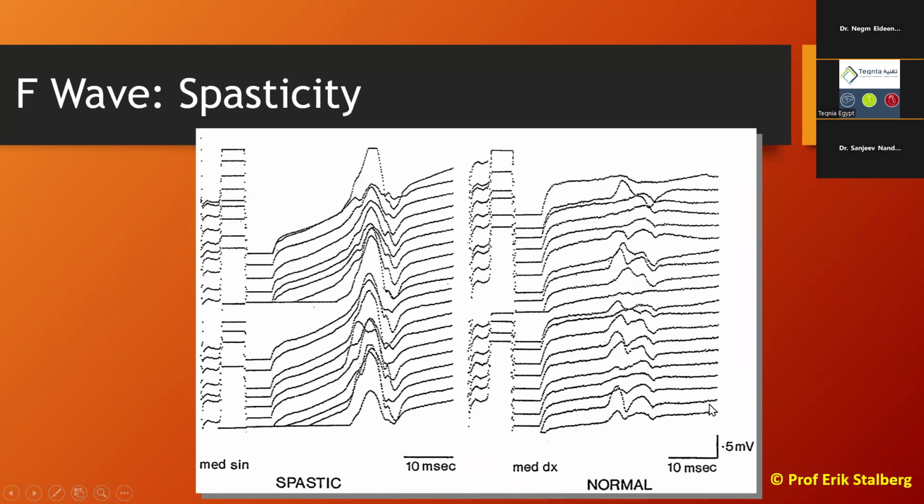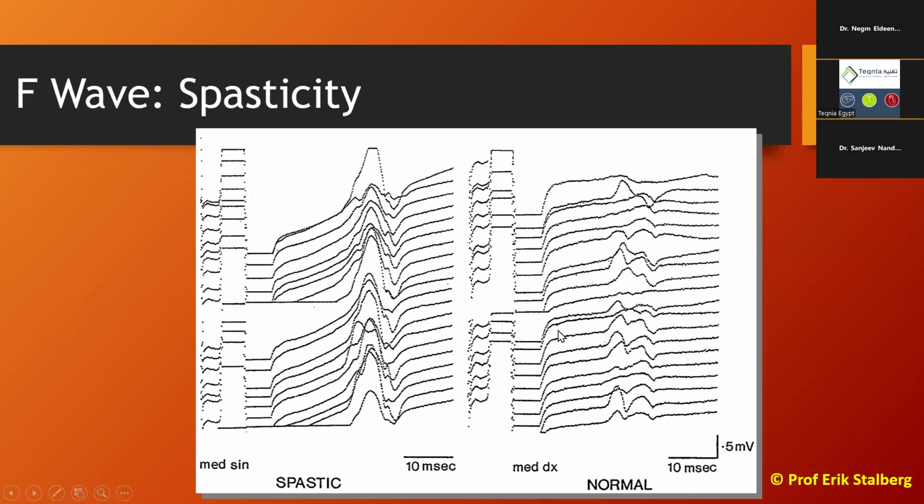Here is a slide that I borrowed from Professor Stolber. You can see the F waves in a normal subject over here. They have low amplitude. Sometimes they are missing. And here is a patient with spasticity, where we get an F wave on every stimulus, and it is very huge in amplitude, as you can see over here. So this is an indication of increased spasticity. So in this manner, F waves also give us a lot of useful information.